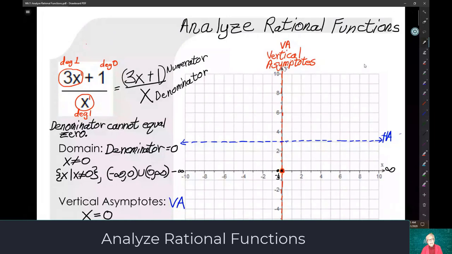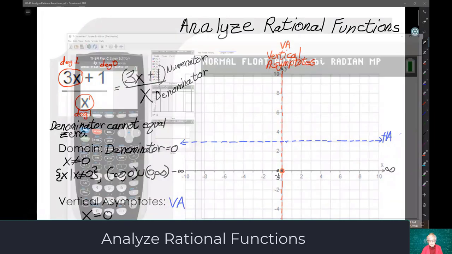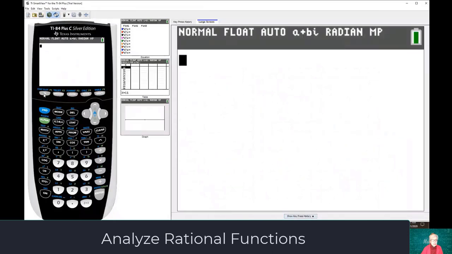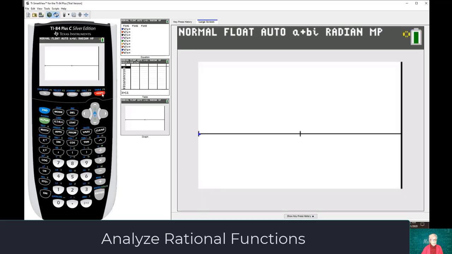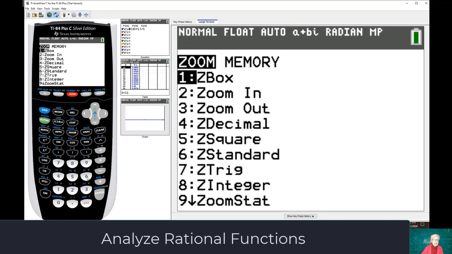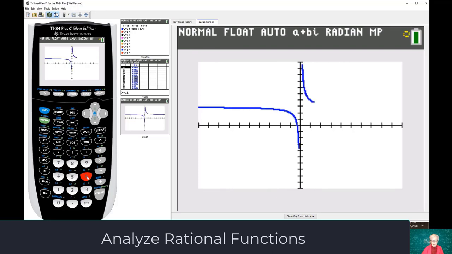Except it might be a good idea to graph it and take a look. So I'm going to go to y equals, and this is what I'm going to type: parenthesis 3x plus 1, parenthesis closed, divided by x. I hit graph. Well, that's not going to do me any good, is it? I'm going to push zoom and then choose 6 for my standard screen. All right, that's a very bad graph. It doesn't really stop there. Let me tell you what's happening there.